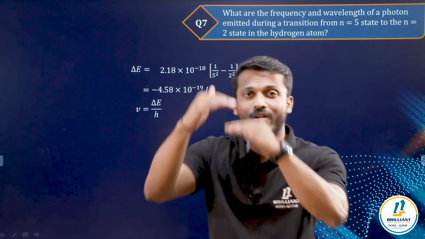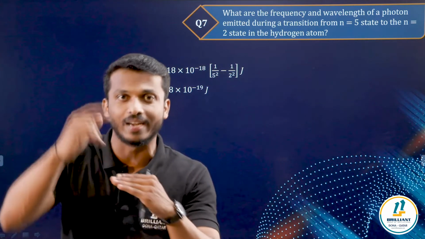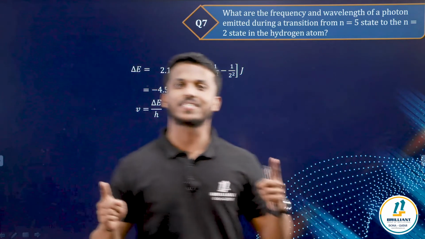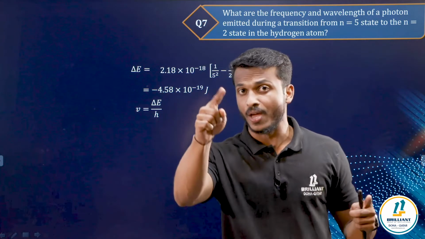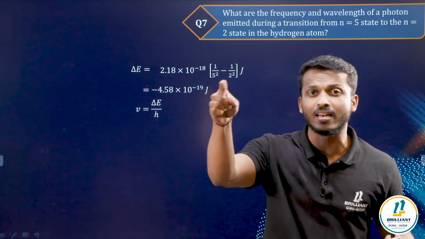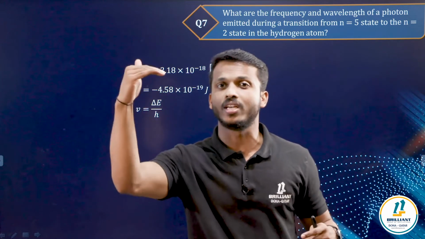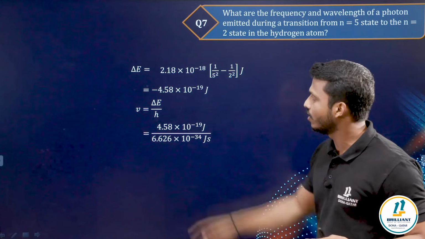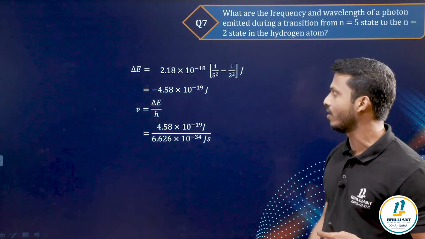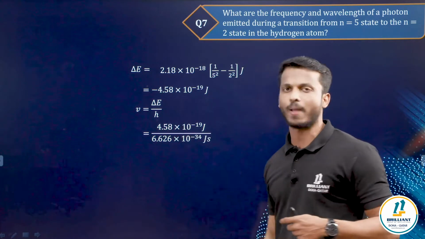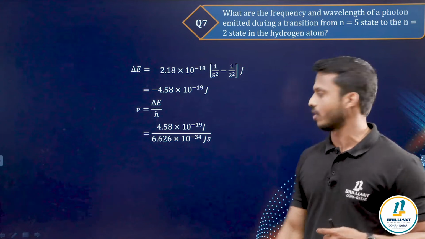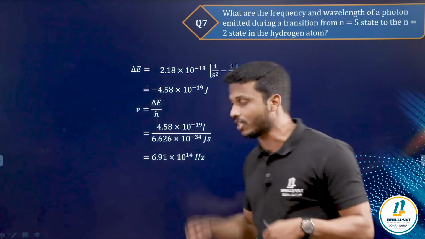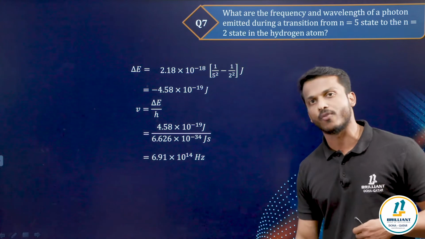If you know the difference in energy between two levels, dear all, we have an equation to calculate the frequency. What is the equation? Nu is equal to delta E by H, change in energy by the Planck's constant H. Delta E is minus 4.58 into 10 to the power minus 19, and Planck's constant is 6.626 into 10 to the power minus 34. So frequency, in terms of positive value, is 6.9 into 10 to the power 14 hertz.